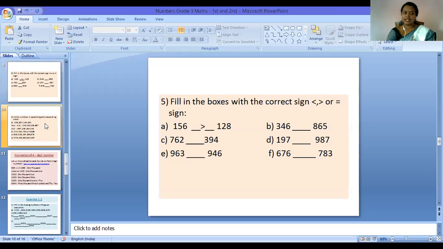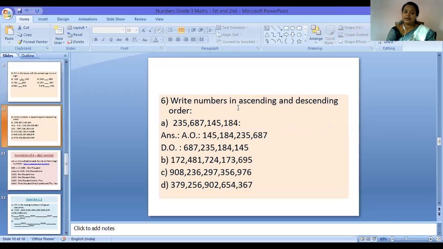Let us move on to the next part. Writing numbers in ascending and descending order. When we say ascending or descending order, the numbers where you see or write it in the form of lowest to the largest number are said to be in ascending order. Whereas the ordering of the numbers where you start from the reverse of ascending order, that is largest to the smallest, is called descending order.